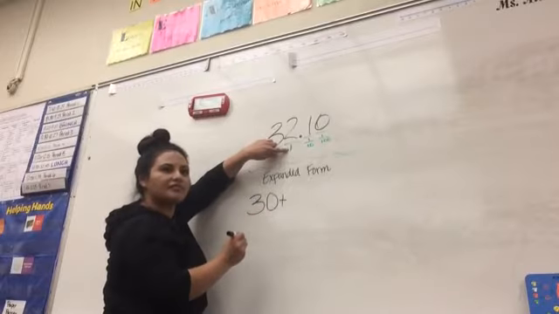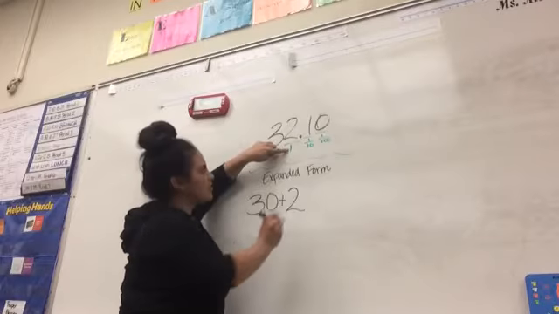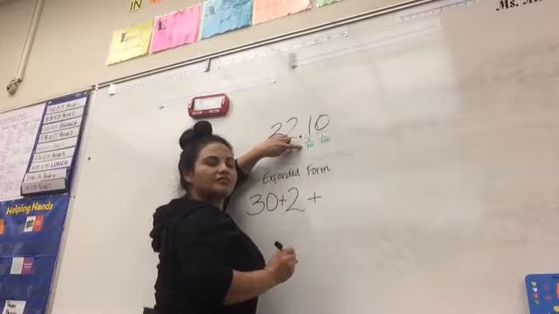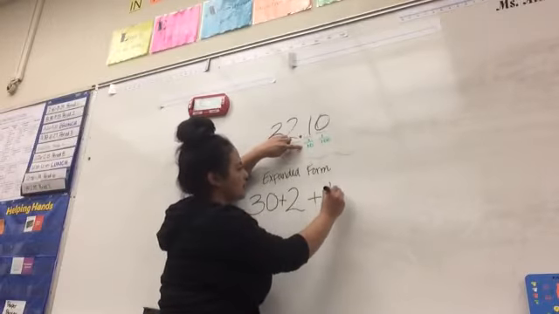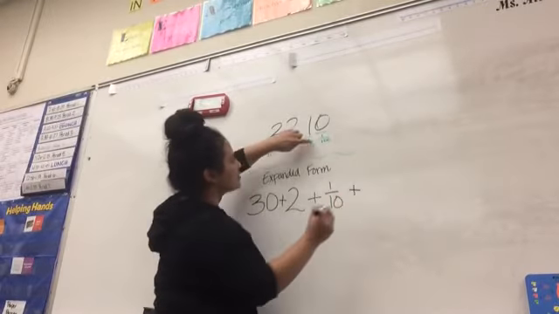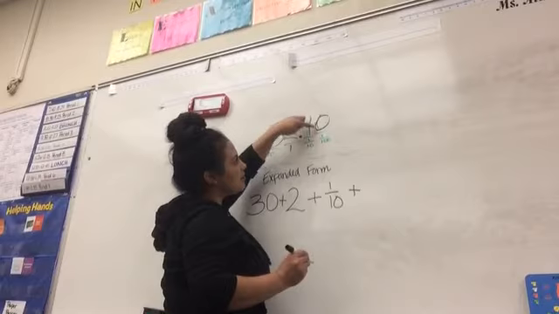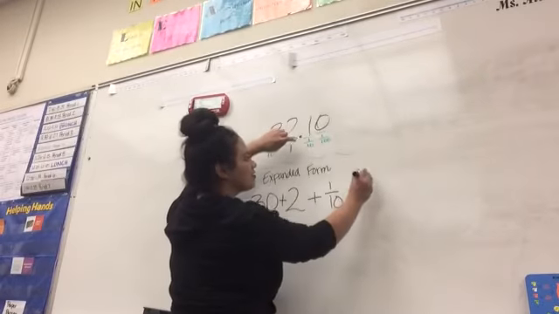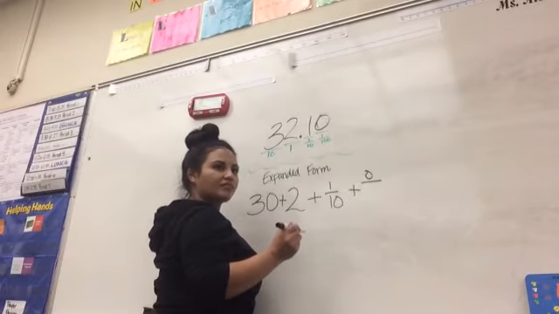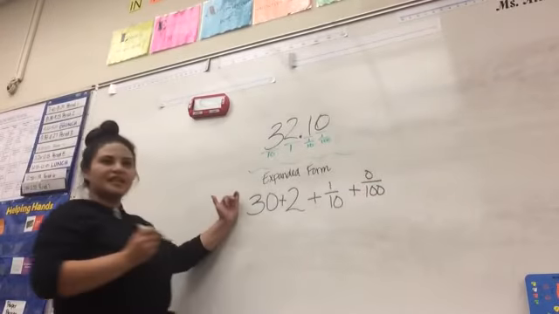How many ones do I have? Two. Do I need any zeros? No. Let him answer, please. How many tenths do I have? One. Good. And it's going to go over what? 10. Okay. And we're on our last one. How many hundredths do I have? 0. Over what? 100. Okay. This is expanded form.